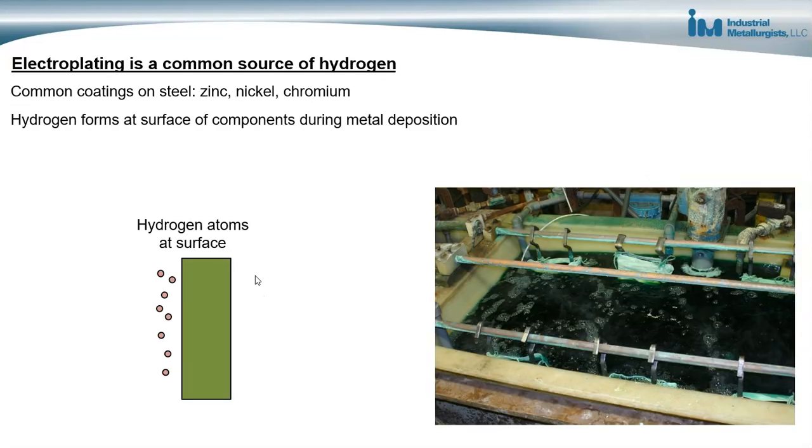Electroplating is a common source of hydrogen. Common coatings used on steel include zinc, nickel, and chromium, just to name a few. Hydrogen forms at the surface of components during metal deposition by electroplating. So the metal can absorb the hydrogen atoms, and those atoms can then diffuse to the grain boundaries and cause problems.